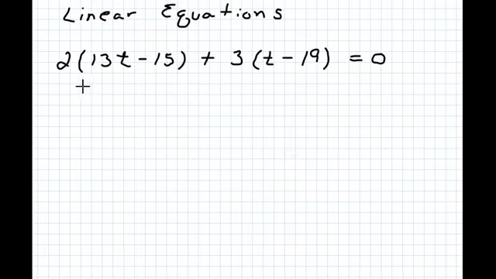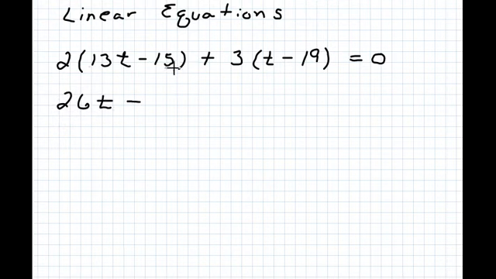Okay, let's look at this linear equation here. This time our unknown is going to be defined as t. So t is our unknown variable that we're going to be solving for. So we don't have to use x every time. We can use anything we want. Alright, so what I'm going to do here is distribute this 2 across, and then distribute the 3 across, and then we're going to collect like terms. So 2 times 13 is 26t.